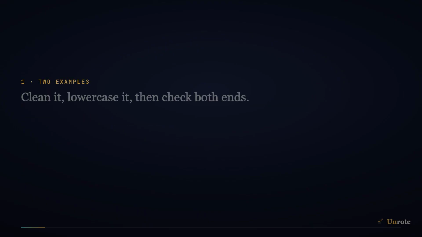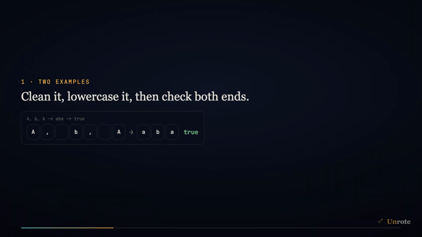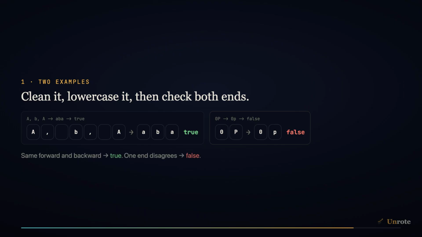2 quick examples. On the left, A, B, A throws away the punctuation and lowercases, leaving ABA, which reads the same both ways, so it is true. On the right, 0p becomes 0p, and those ends do not match, so that one is false.